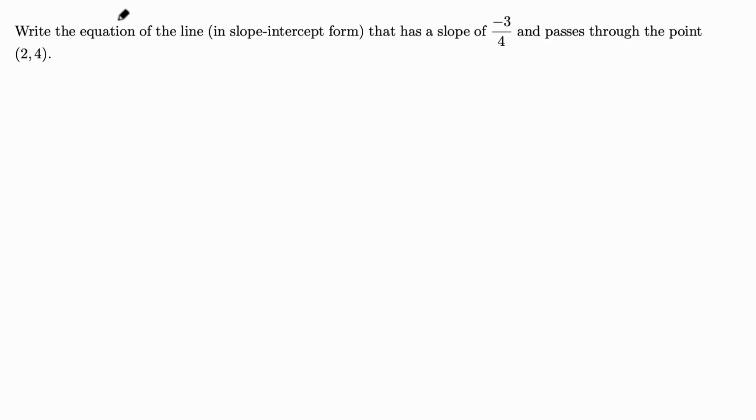Write the equation of the line in slope-intercept form. That means y equals mx plus b. That has a slope of -3/4, that's the slope m, and passes through the point (2, 4).